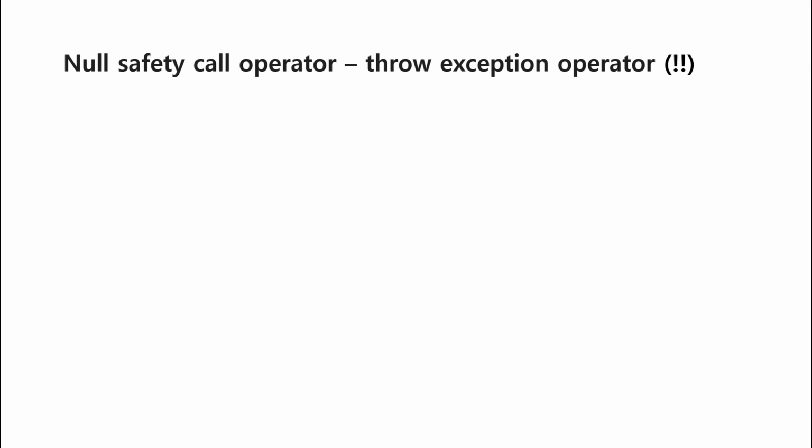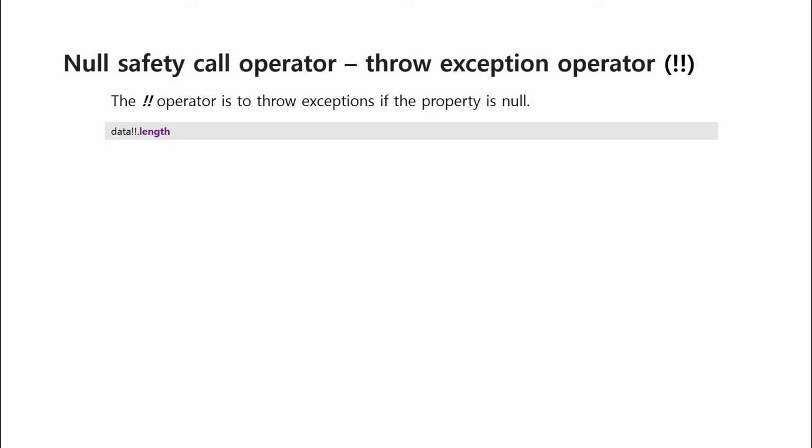Next, in some cases, we should throw the null pointer exception. So we have that operator too. And it'll throw a null pointer exception when the value is null. As you can see in the sample code, we can add the double exclamation marks before the dot.